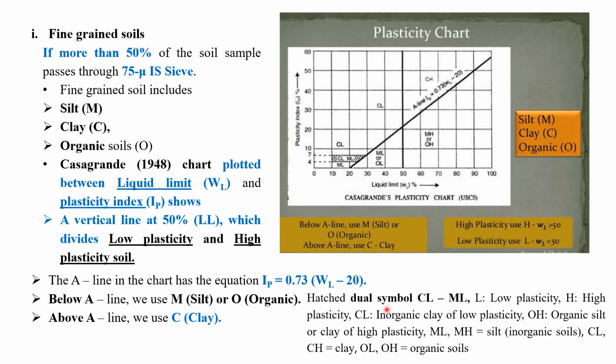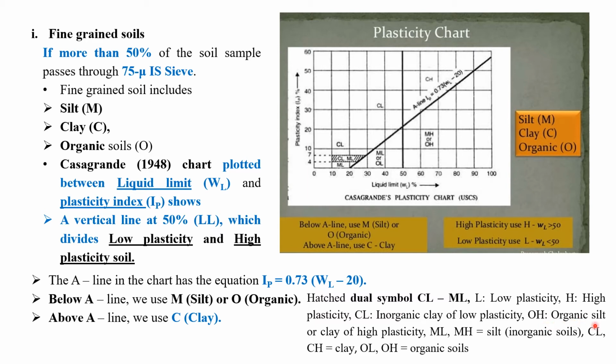We can see that here dual names are also given. Between liquid limit 4 and 7, this hatch line CL-ML is called a dual soil. नीचे ML है, इसके ऊपर CL है. CL means low plastic soil. So L indicates low plasticity, H high plasticity. CL means inorganic clay of low plasticity, or we can say low plastic clay.